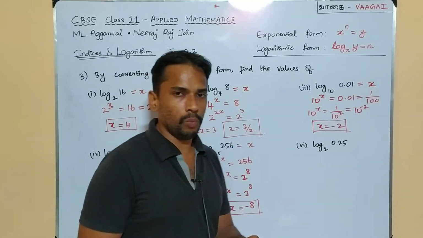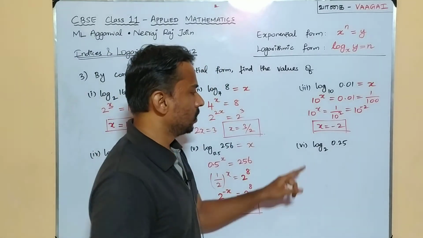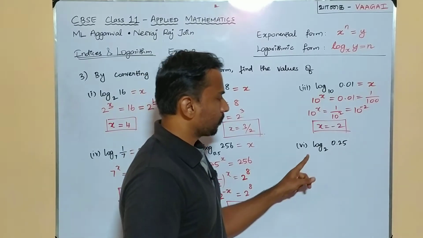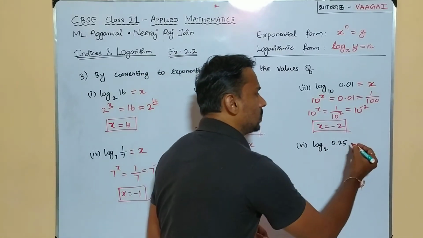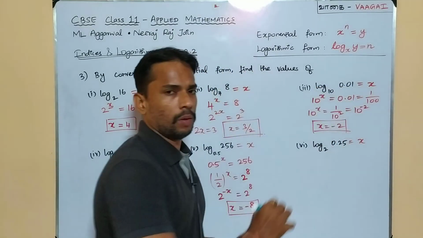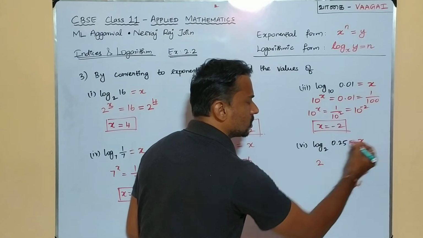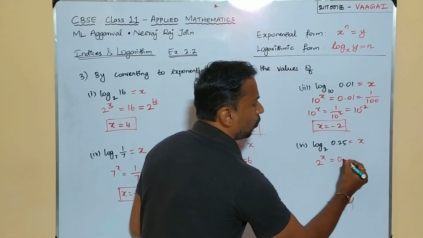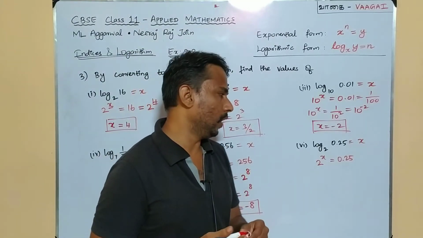And we have one more question, the last question of this third question. Last subdivision here: we have log of 0.25 to the base 2 is equal to what? Again, as usual, I'm going to take this as some x. Now we'll have 2 power x is equal to 0.25.